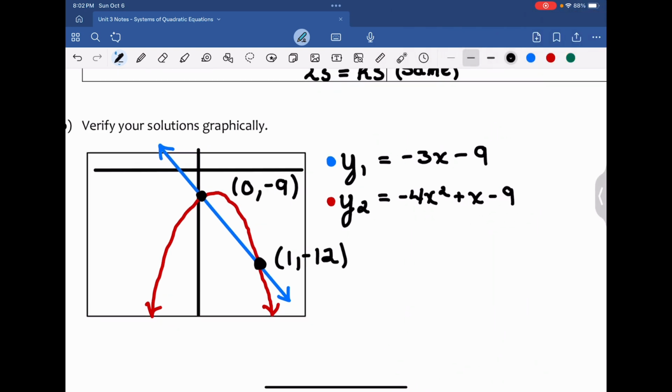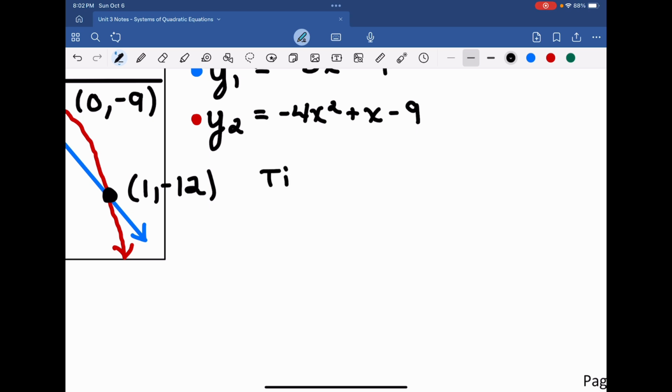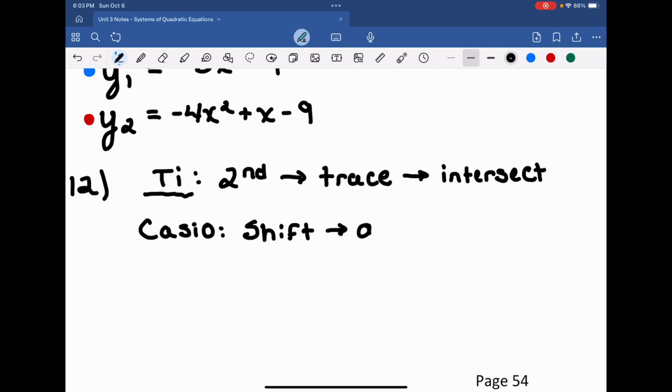Now, just to give you some written instructions of how we solve these, if we want to solve these in our calculators, first and foremost, in the TI calculator, if I want to solve for intersections, I go second, trace, and then intersect. If I want to solve on the Casio, I'm going to go shift, G-solve, and then intersect.